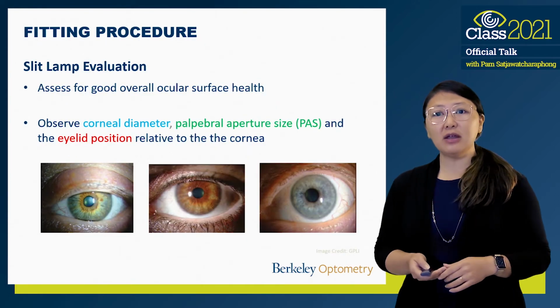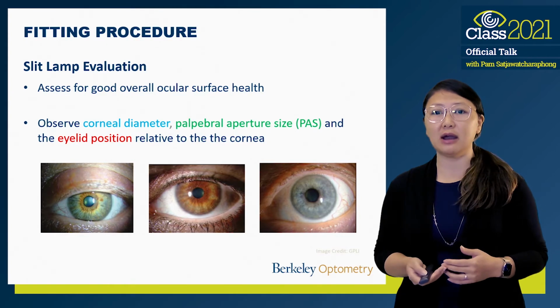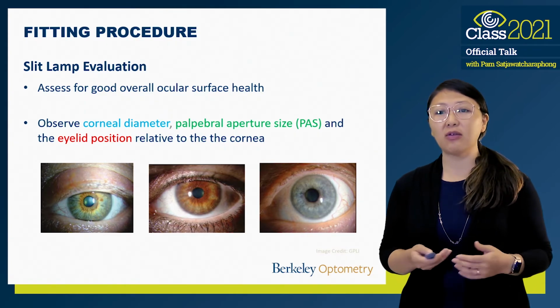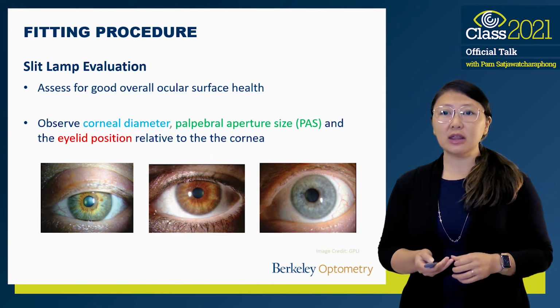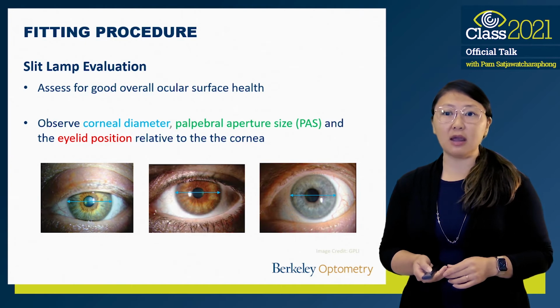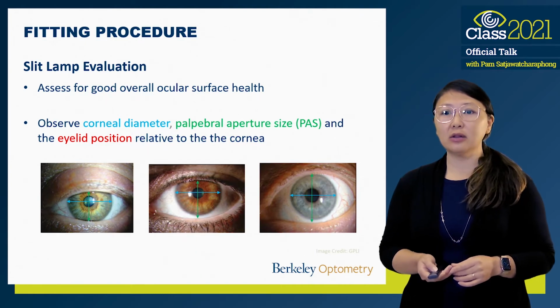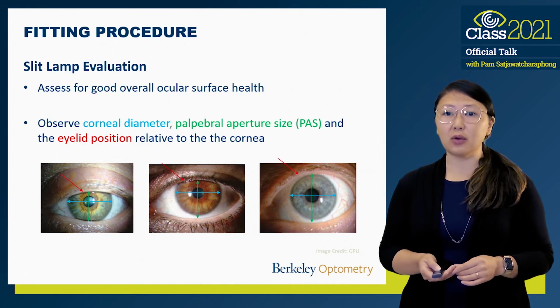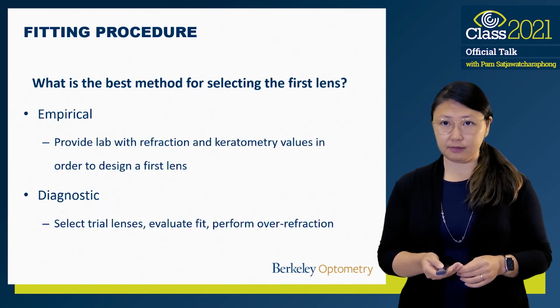So for the slit lamp evaluation, of course, you want to make sure the cornea looks healthy. You don't want to put a GP on an eye that may have an abrasion or something else that might preclude us from starting the fit. But I also look at things like anatomical features. I want to know how big the cornea diameter is. I want to know the palpebral aperture size, and I want to look at the eyelid position relative to the cornea, as again, this will help me with my initial lens selection.